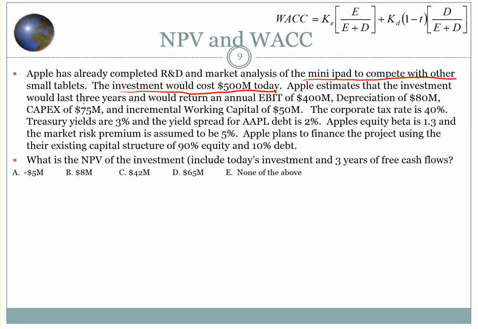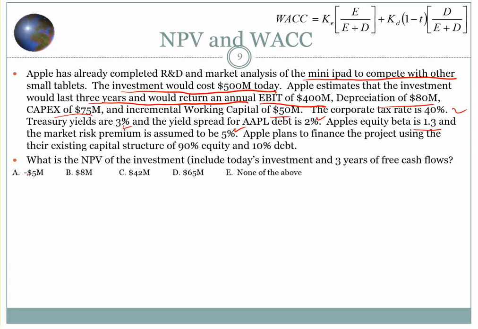They suggest that the project's going to last for 3 years, and its EBIT each year will be $400 million, depreciation of 80, capex of 75, working capital of 50, and the corporate tax rate is 40%. Then some capital market information: Treasury yields are 3%. For cost of debt, the spread for Apple is 2%. The beta of Apple's stock is 1.3, and the market risk premium is assumed to be 5%. The new project will use 90-10 equity-debt financing, just like the existing firm.